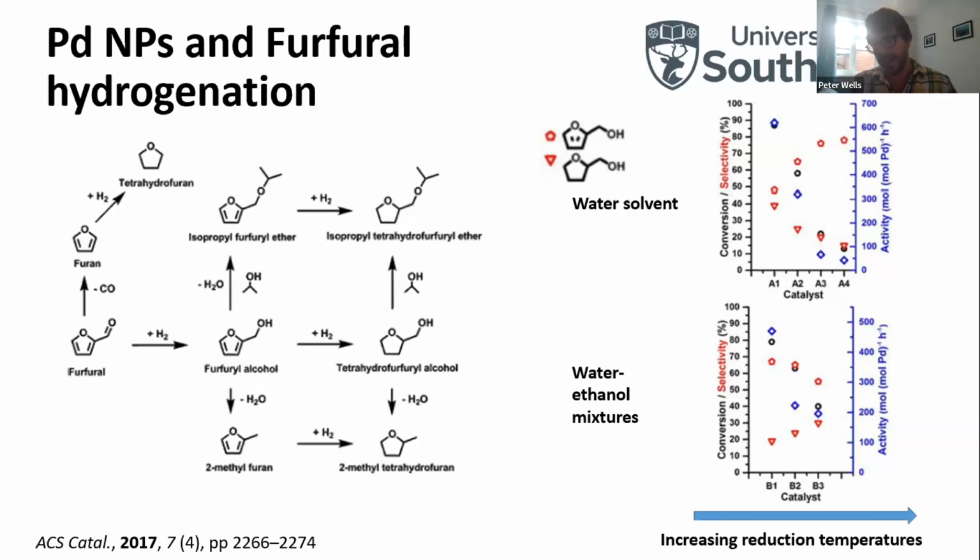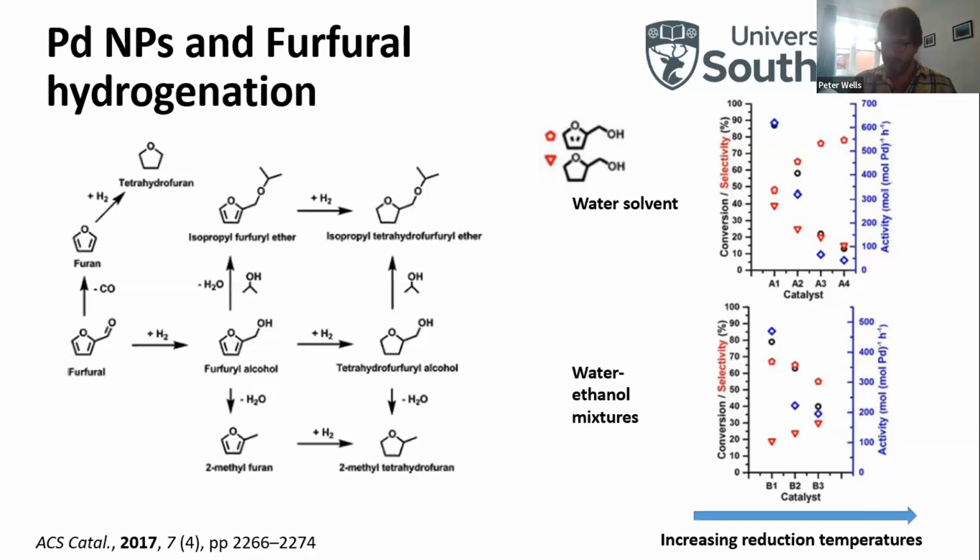And the results here were really curious. Again, the A series of catalyst is prepared in water. The B series of catalyst is prepared in water ethanol mixtures. Increasing number is essentially higher temperature. What we see here is that as we increase the particle size in the water system, by higher temperature of colloidal reduction, we get increased selectivity towards furfuryl alcohol and decreased selectivity to tetrahydrofurfuryl alcohol.